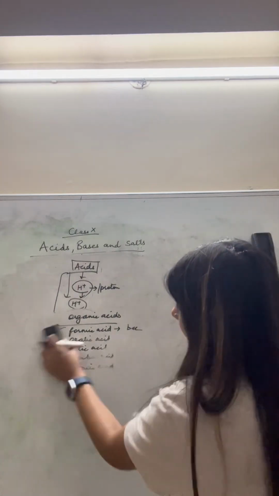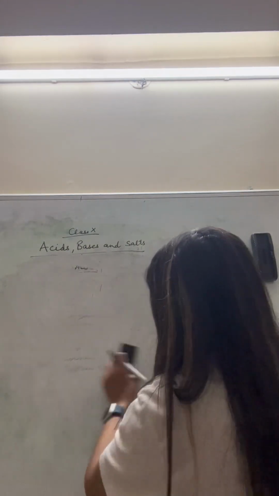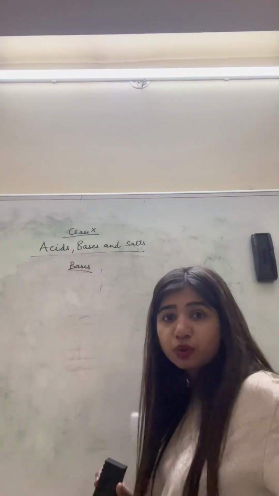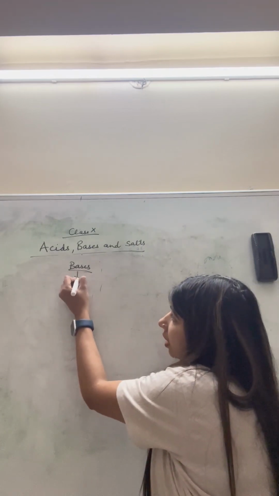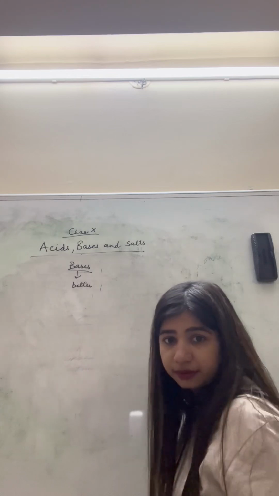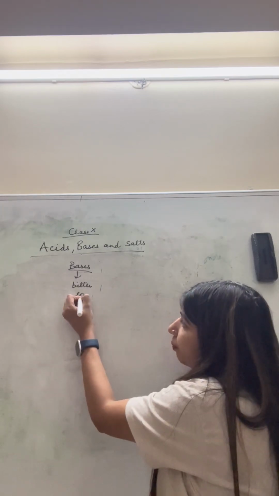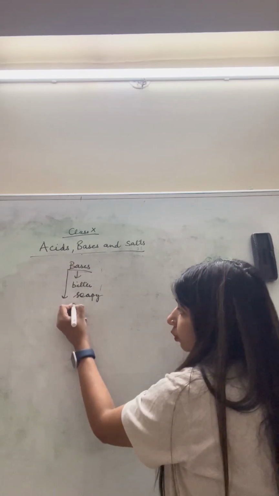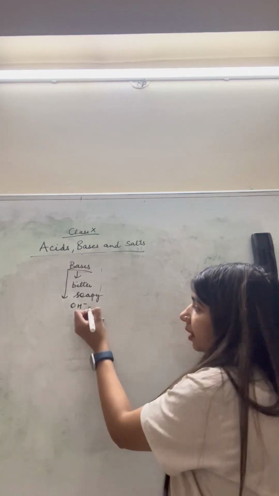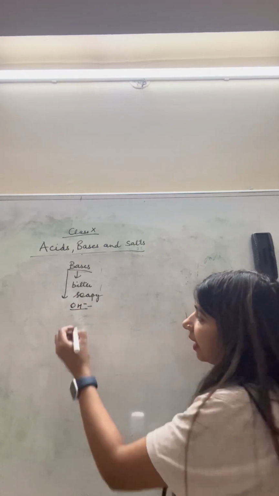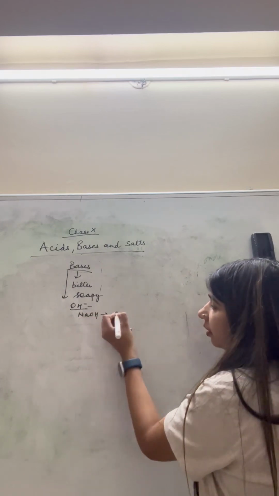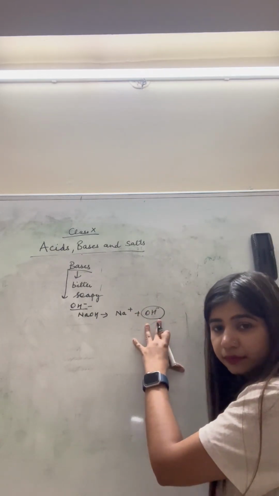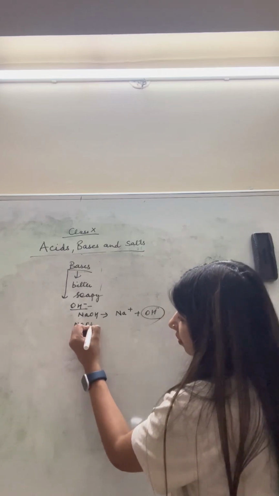Now let's study about bases. What are these bases? Bases are those chemical substances which are bitter in taste. Their taste is bitter. And when you touch them, you will feel soapy. And they dissolve in water to produce hydroxide ion, OH minus. Like NaOH, when it is dissolved in water, it produces Na plus and OH minus ions. It releases hydroxide ion.